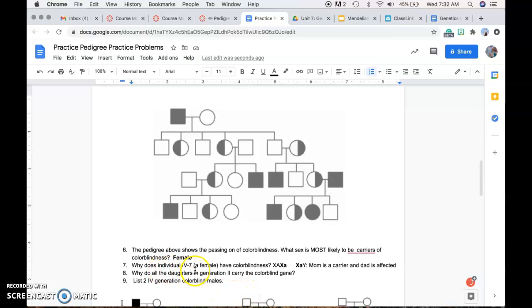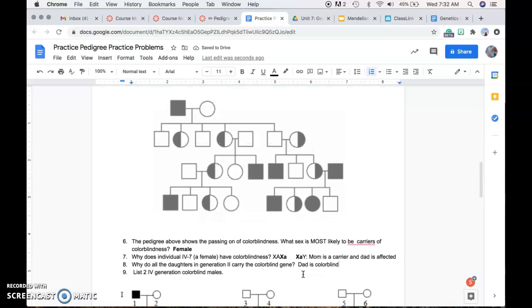Why do daughters in generation 2 carry the colorblind gene? Well, they carry the colorblind gene here because dad is colorblind. And number 9 lists 2 4th-generation colorblind males. So 1, 2, 3, 4, individual 1, and individual 2, 3, 4, individual 5. Individuals 1 and 5 are colorblind.